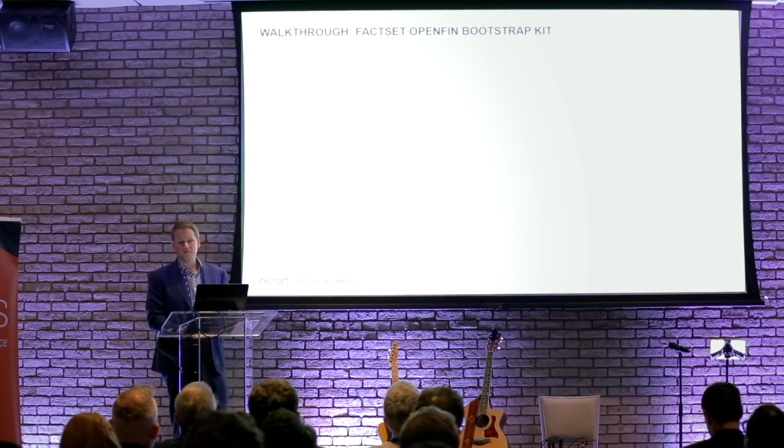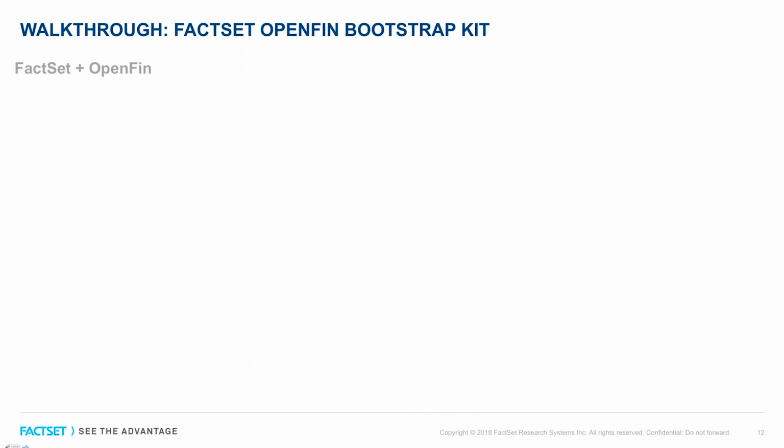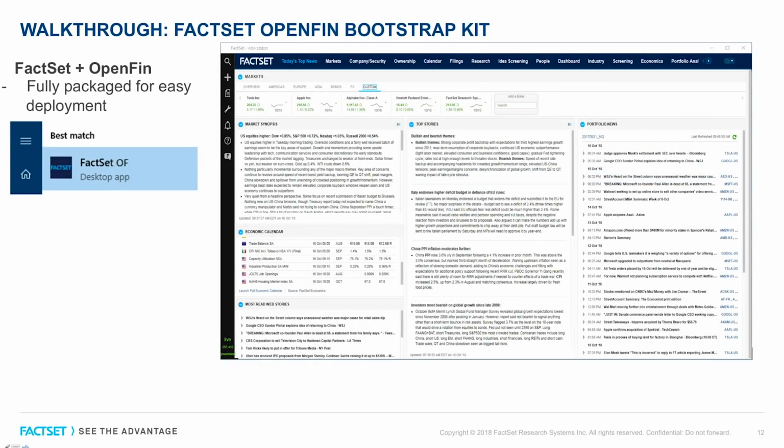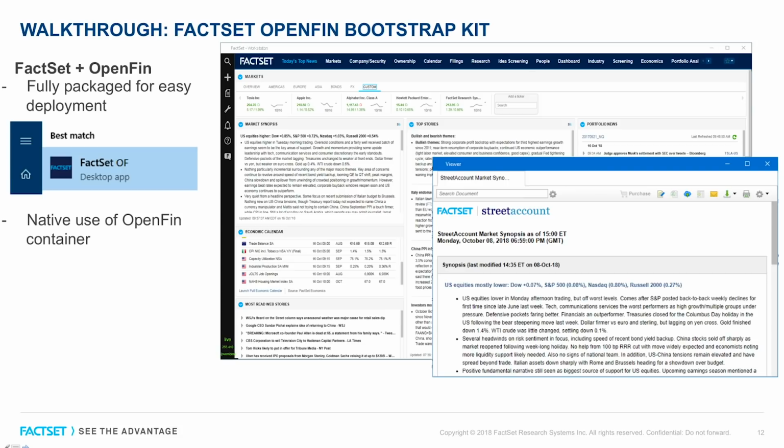Now, to help our clients get started working with OpenFin, in the next couple of weeks we're going to be releasing an OpenFin Bootstrap Kit. The idea is we're going to package up OpenFin along with FactSet Web, and you can install it and deploy it out to your users. We're going to make native use of the OpenFin containers. You can take our different components, put them out, and use them just like OpenFin allows you to do.